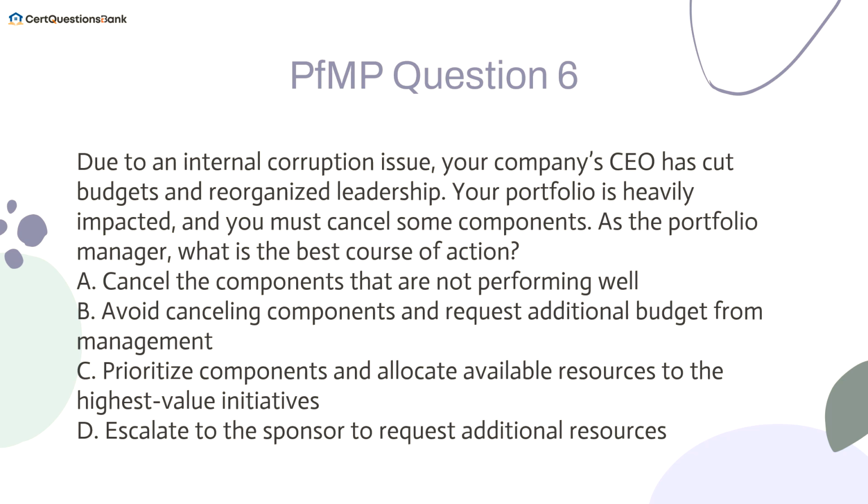A. Cancel the components that are not performing well. B. Avoid canceling components and request additional budget from management. C. Prioritize components and allocate available resources to the highest value initiatives. D. Escalate to the sponsor to request additional resources.